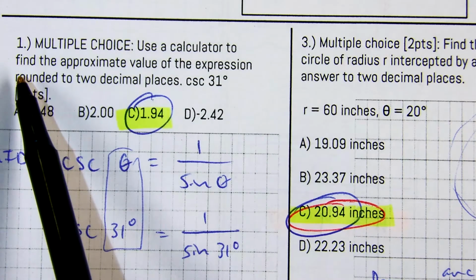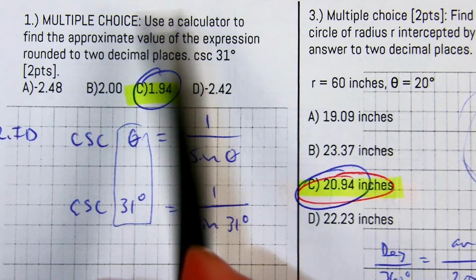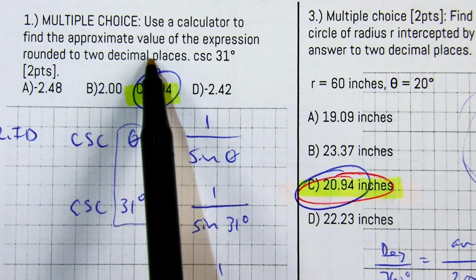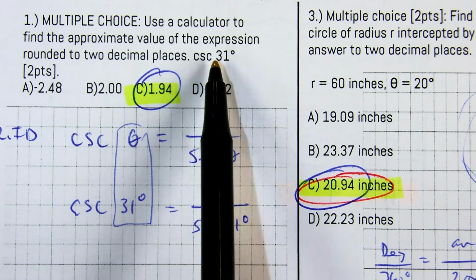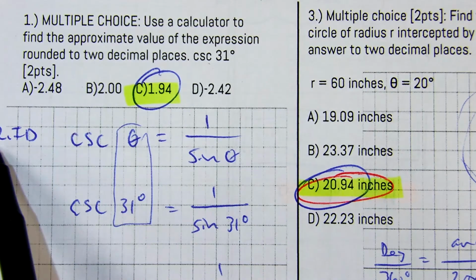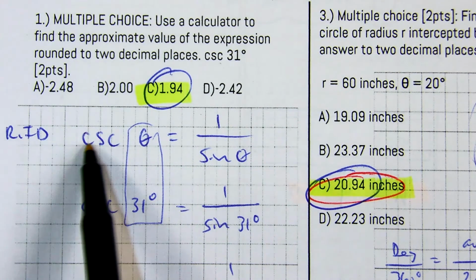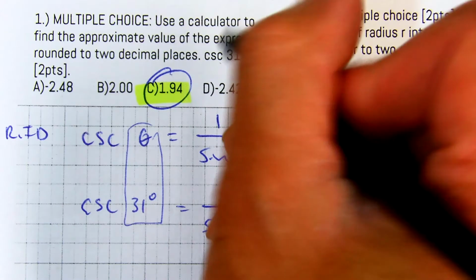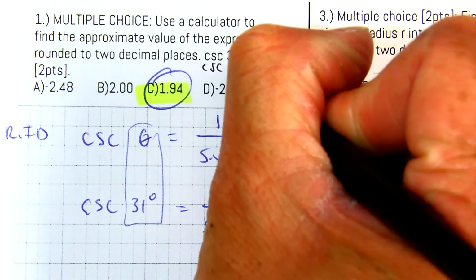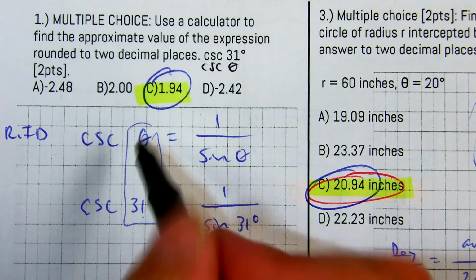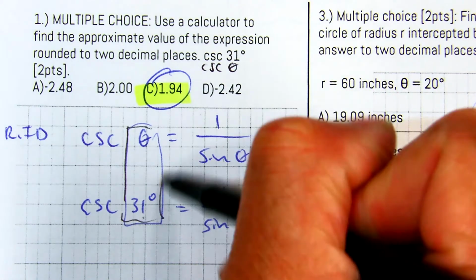Question number 1 is multiple choice. It tells you, use a calculator to find the approximate value of the expression rounded to 2 decimal places, cosecant of 31 degrees. Your calculator does not have cosecant, but you do have the reciprocal identities. Cosecant of theta equals 1 over sine. They're telling you that your theta, your angle, is 31 degrees. So wherever I have theta, I can write 31 degrees.